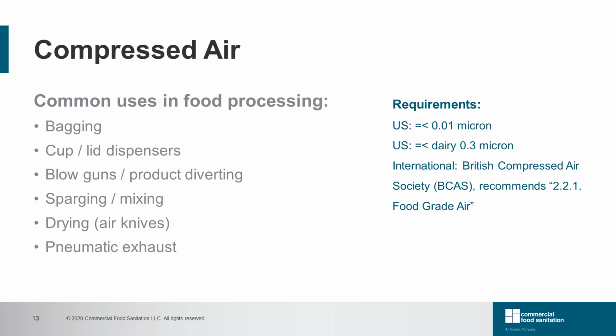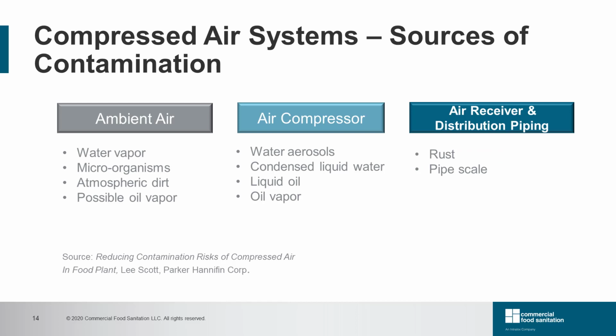Compressed air is used in many applications in food manufacturing, including bagging, packaging dispensers, air guns, mixing, and drying, to name a few. For compressed air that may come into contact with product, the filtering requirements are generally recommended to be filtered to 0.01 microns or less. Compressed air can become contaminated from different sources.